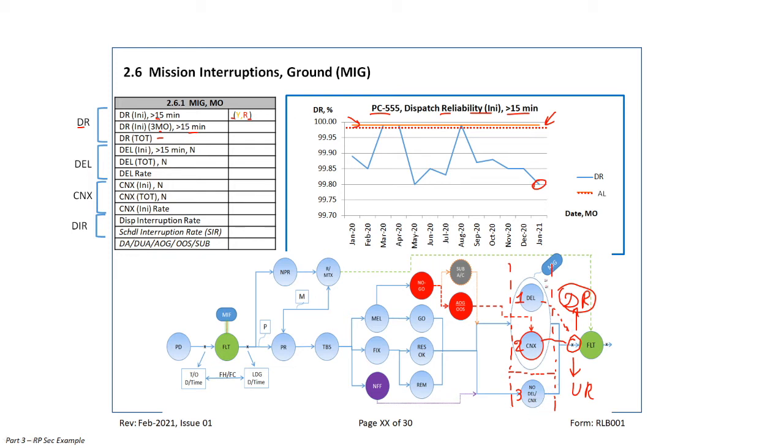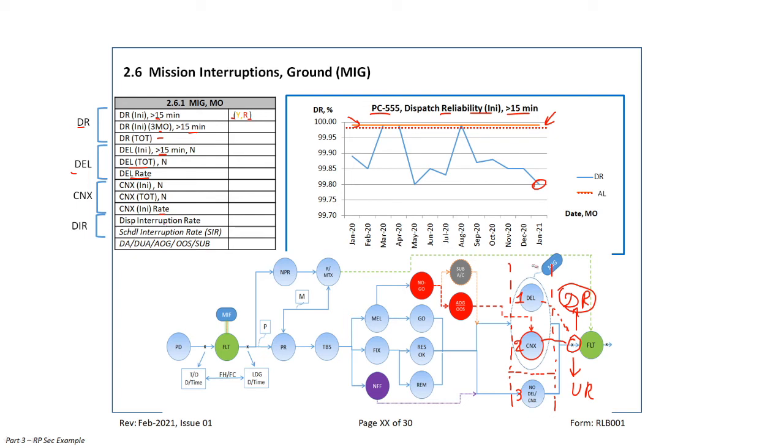So, number one, delay. Here is the delay group. Initial delay, more than 15 minutes. Total delay, delay rate. Second, cancellation. Second contributor, cancellation. Initial cancellation, total cancellation, initial cancellation rate.